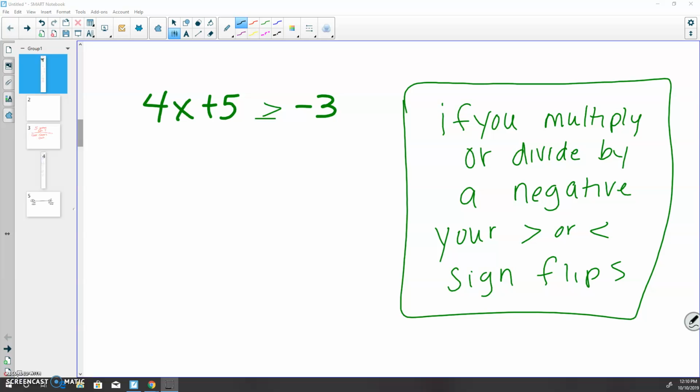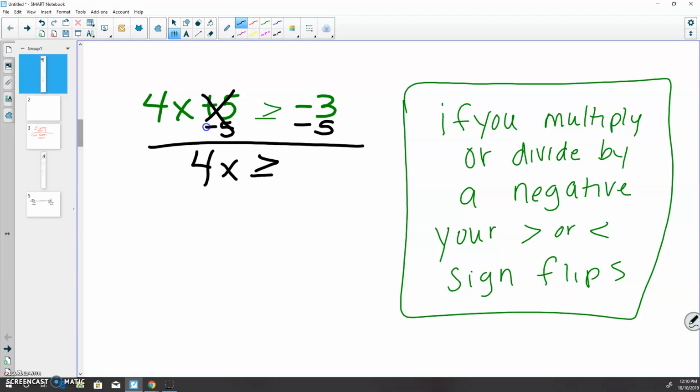This is a really important rule because if you don't know the rule, then you'll miss some of them. So the same thing as the last problem. I want to get rid of any number that doesn't have an x and move it to the right. So 5 doesn't have an x, so move it over to the right. Cancels out. You're left with 4x is greater than or equal to.